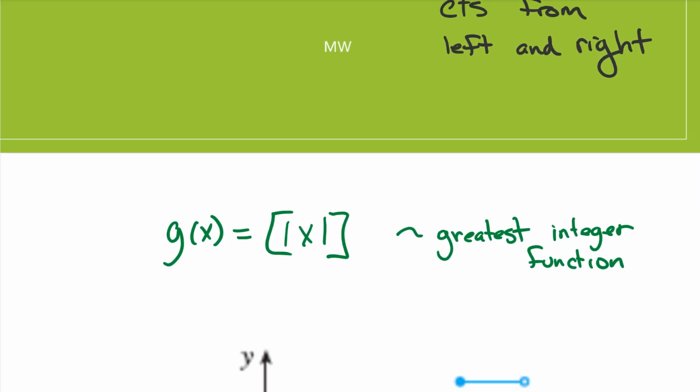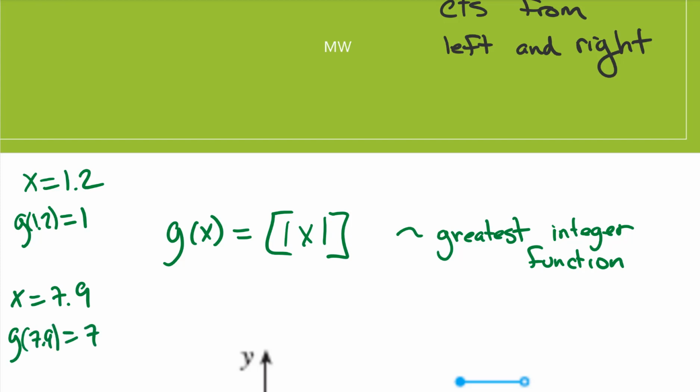So here we go. X equals 1.2. So g of 1.2 equals 1. Okay. X equals 7.9. G of 7.9 is equal to 7. The game is, all right, here we go. The input, 13.4. The answer is 13. 100.367. It's 100. Just get rid of the decimal. Just go down to the greatest integer below it. 0.1 is your input. The answer is 0.